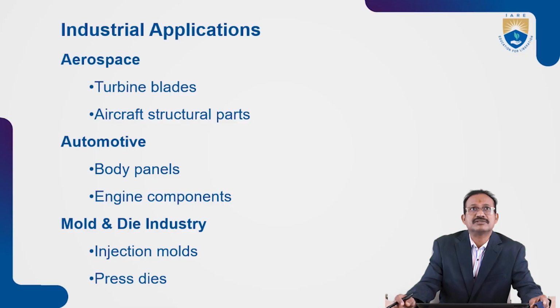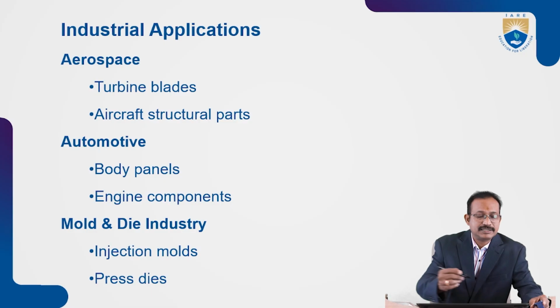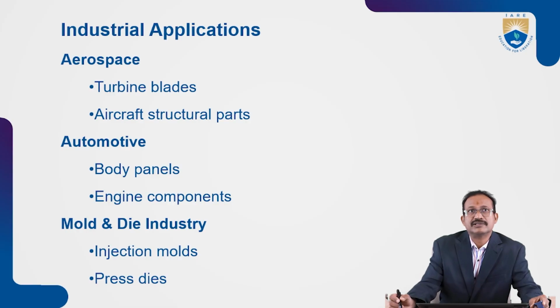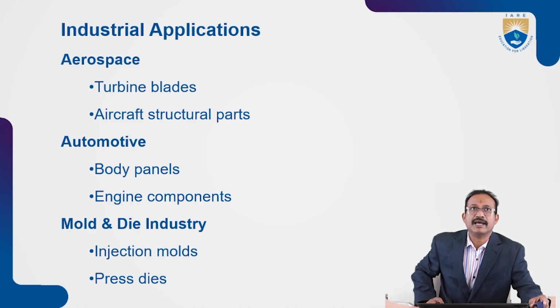Next, industrial applications: aerospace, automotive, and mold and die industry. In aerospace, turbine blades, aircraft structural parts. In automotive, body panels and engine components. In the mold and die industry, injection molds and press dies. These are the industrial applications in aerospace, automotive, and mold and die industry.